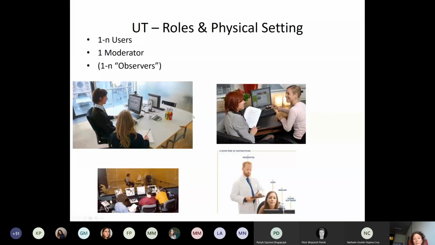So now I go step by step through the various aspects. One second, let me see if there is any question so far. No question? Okay.